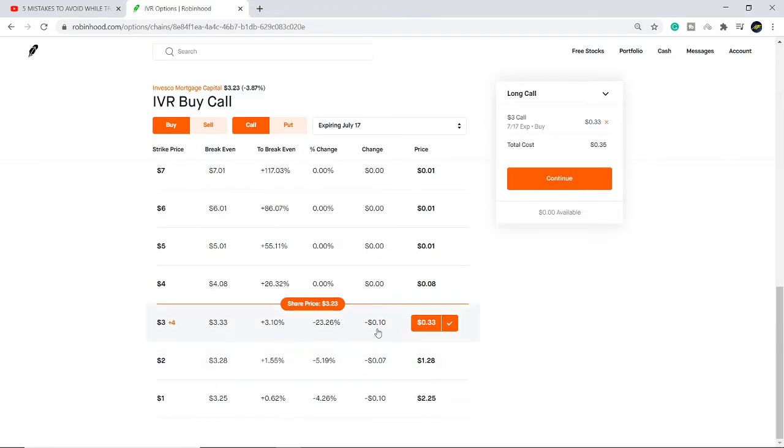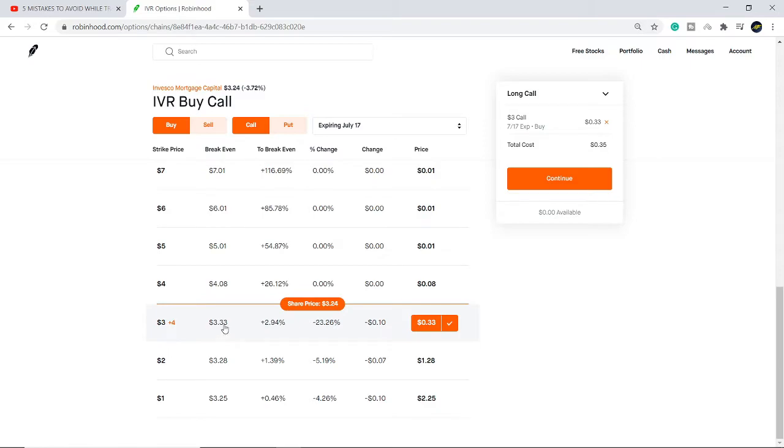So essentially, when you read this, it says right here that it's a negative 23. That's because I bought this at 55 cents, which is $55. So I'm in a loss right now, but I have some time. But to break even, it says 3.10%. So on expiration date, if my stock is at $3.33, I break even. I don't lose any money. I get all my money back, but I don't earn any money. So I just break even.